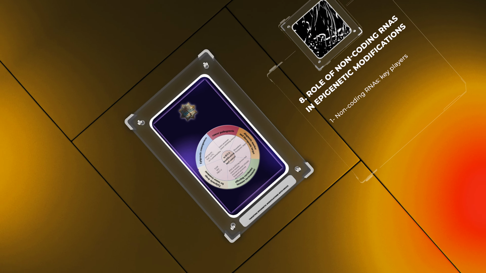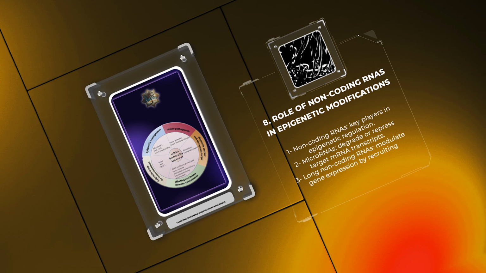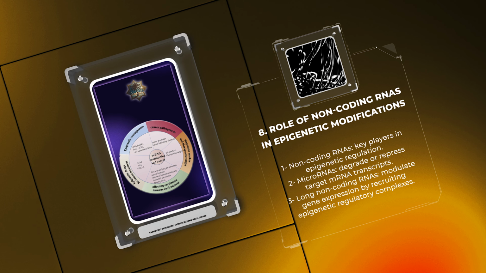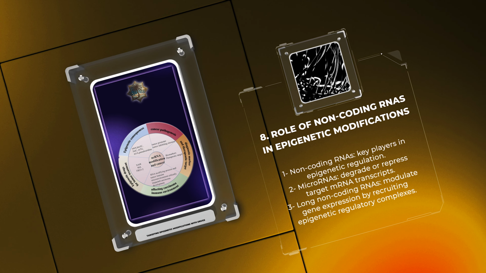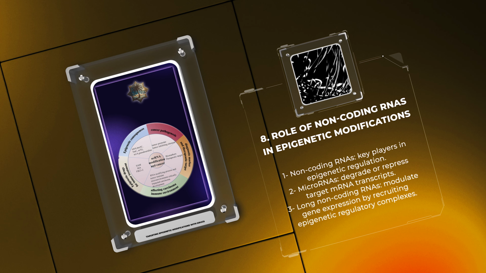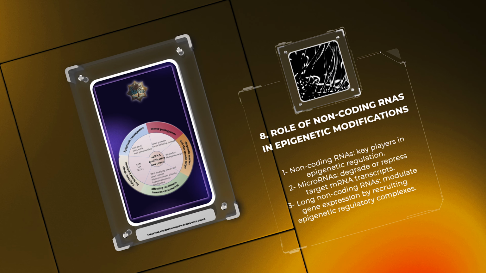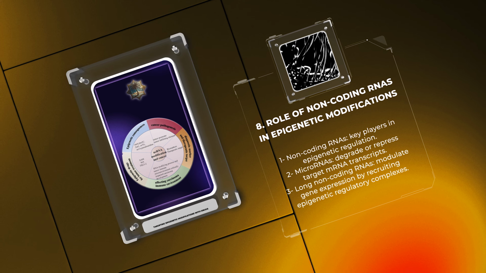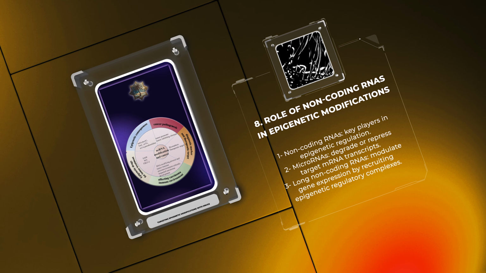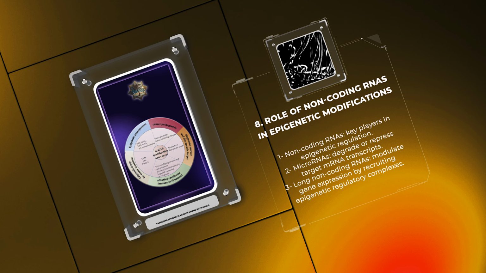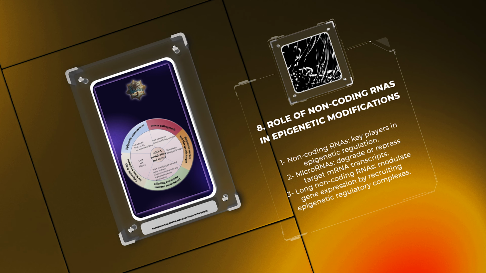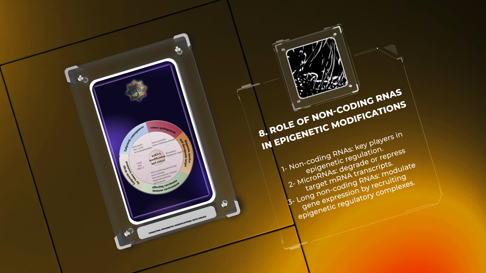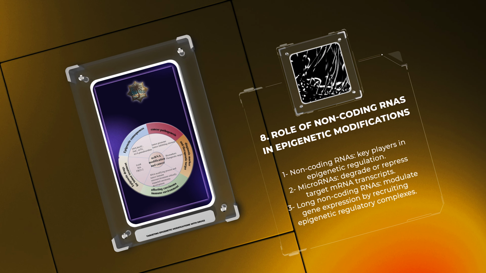Non-coding RNAs, once considered junk molecules, have now emerged as key players in epigenetic regulation. MicroRNAs, for instance, can bind to target mRNA transcripts, leading to their degradation or translational repression. Long non-coding RNAs, on the other hand, can interact with chromatin and modulate gene expression by recruiting epigenetic regulatory complexes. Understanding the intricate interplay between non-coding RNAs and the epigenetic landscape opens up new possibilities for therapeutic interventions.